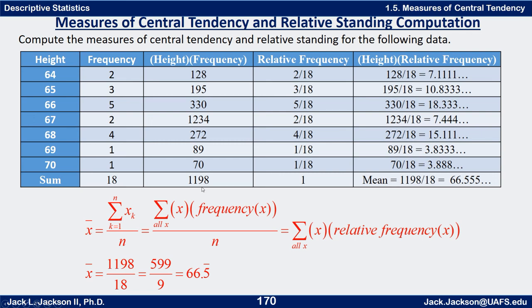frequencies and divide by 18. The frequencies here, these frequencies, divide by 18, and we get these. Of course, those sum to 1. And if we multiply the 64 by 2 18ths, we get 128 18ths. And 65 times 3 18ths is 195 18ths, and so forth. And if we just add up these relative frequencies, then that gets us the mean. Either of those ways you do it, you get 66.5 repeated.